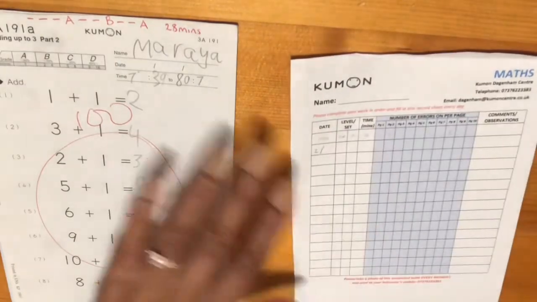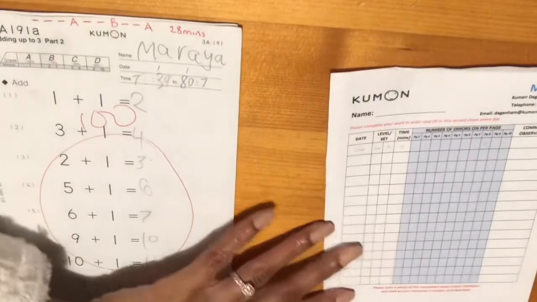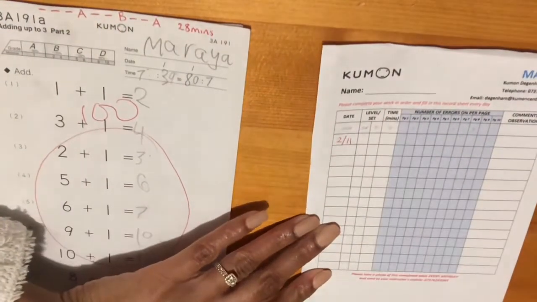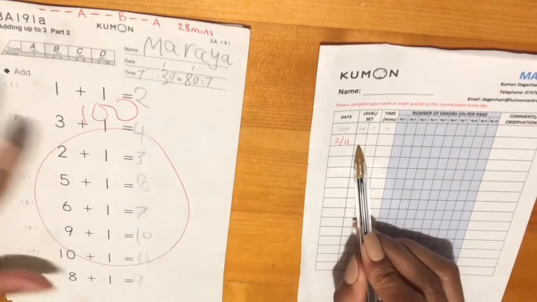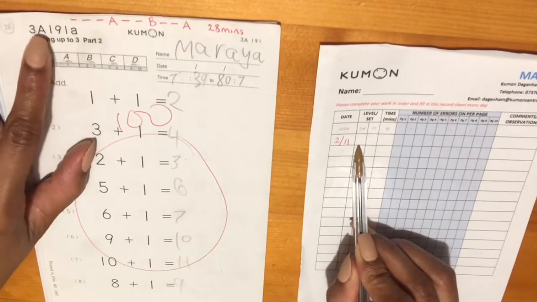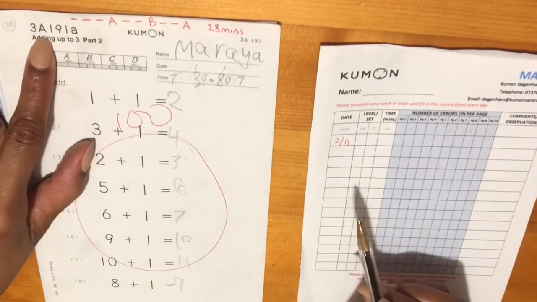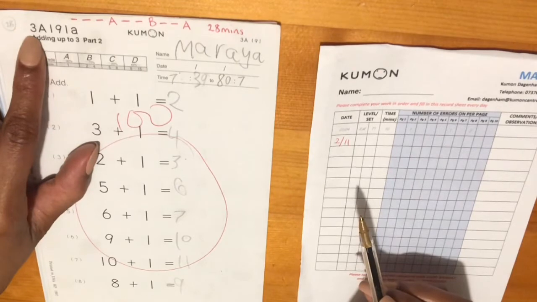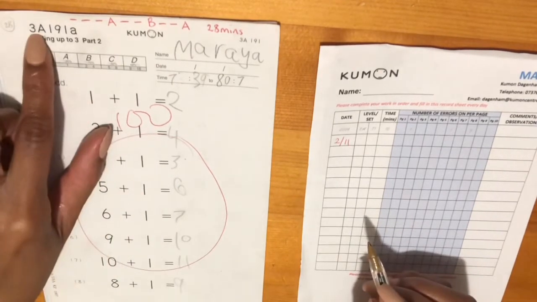Let me write it in red so that you can see. So for example, the 2nd of November, yeah? And then the next box says level. The level is 3A on this booklet, or 2A, or A, B, C, etc. So it's usually the letter, and if there's a number before the letter, that number is also included. So this is level 3A.